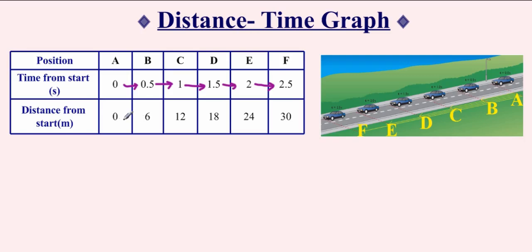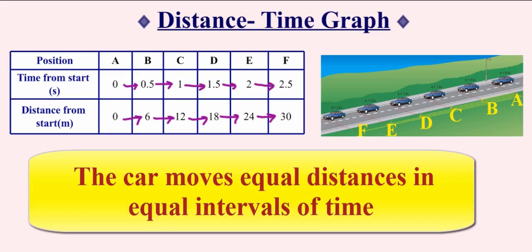And if we look at the distances, from A to B it is 6 meters, from B to C it also moved 6 meters, and the same applies for the rest of the points. So we observe that the car moves equal distances in equal intervals of time.